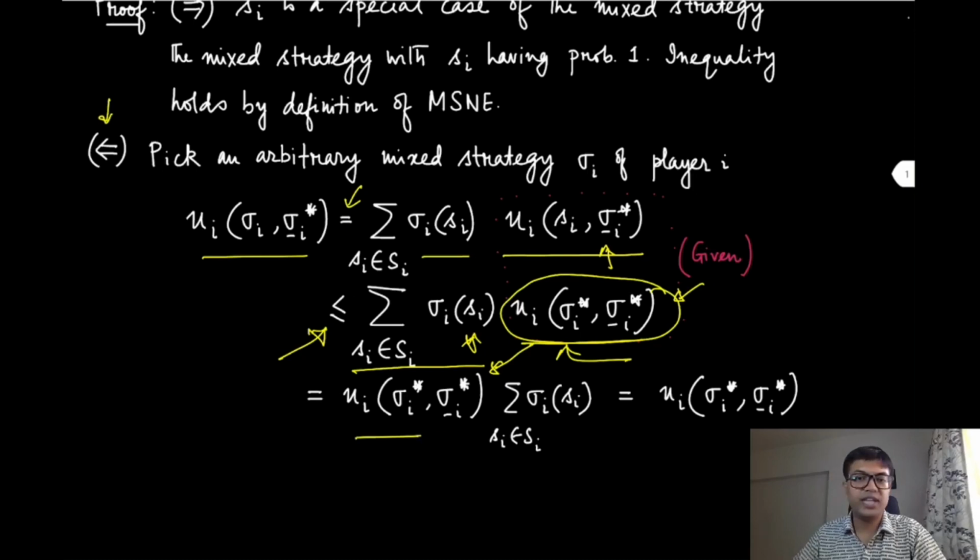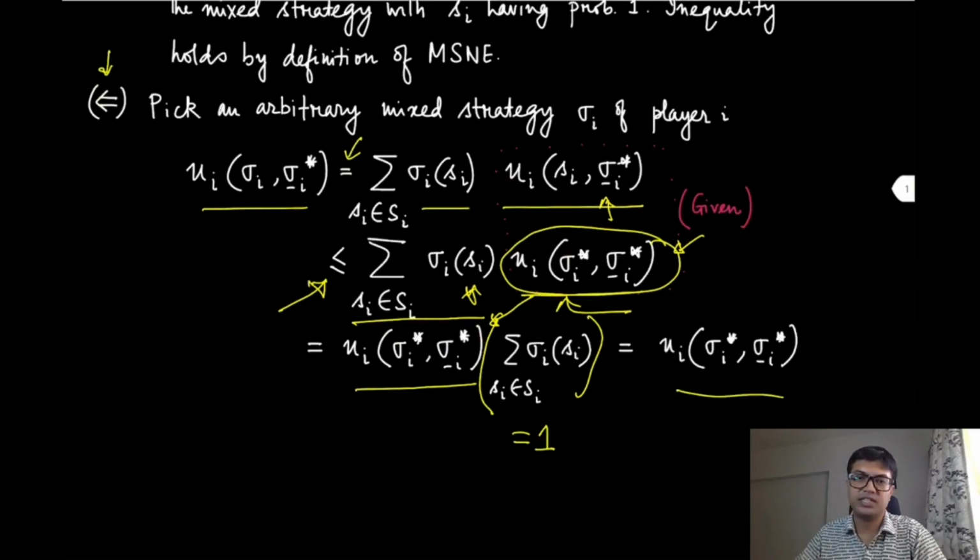Once we do that, we are only left with this expression, and we know what this value is. This is a probability distribution, and you are summing over all possible realizations of that random variable. So therefore this will definitely be equal to 1. So the right hand side becomes u_i of sigma_i star, sigma_minus_i star. That essentially proves that sigma_i star, sigma_minus_i star is a mixed strategy Nash equilibrium.